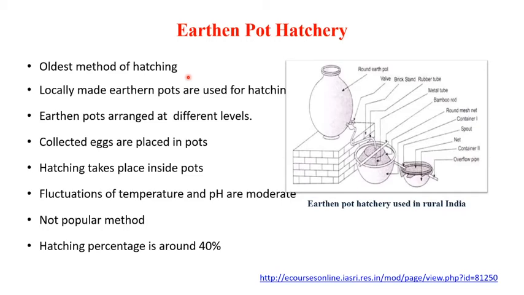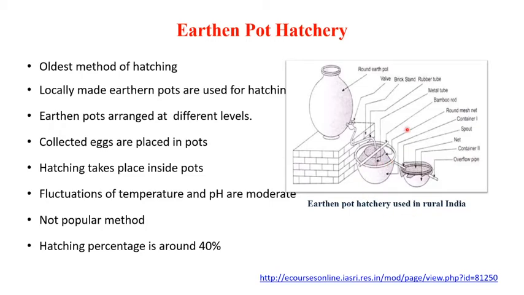In this earthen pot hatchery, locally made earthen pots are used for hatching. The collected eggs are kept in pots and hatching takes place inside the pot. The fluctuations of temperature and pH are moderate. This method is not very popular nowadays, and the percentage of hatching of eggs is about 40%. You can see in this image the earthen pot used in rural India previously.